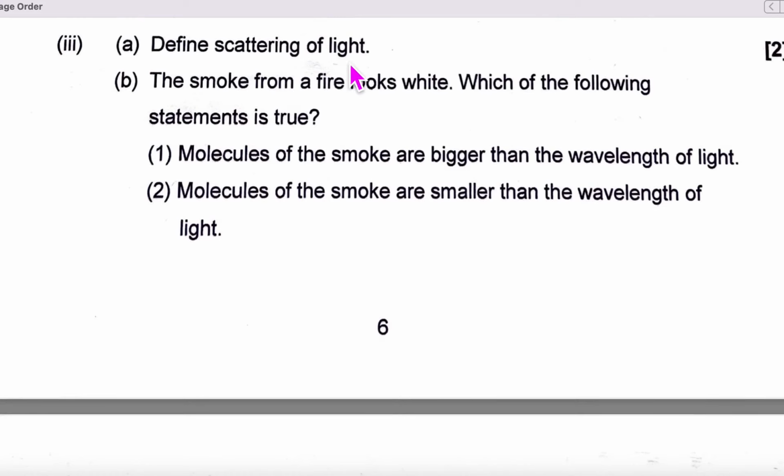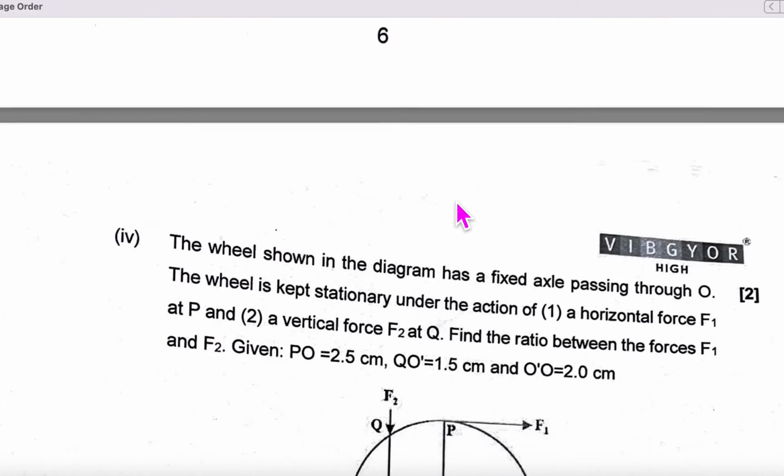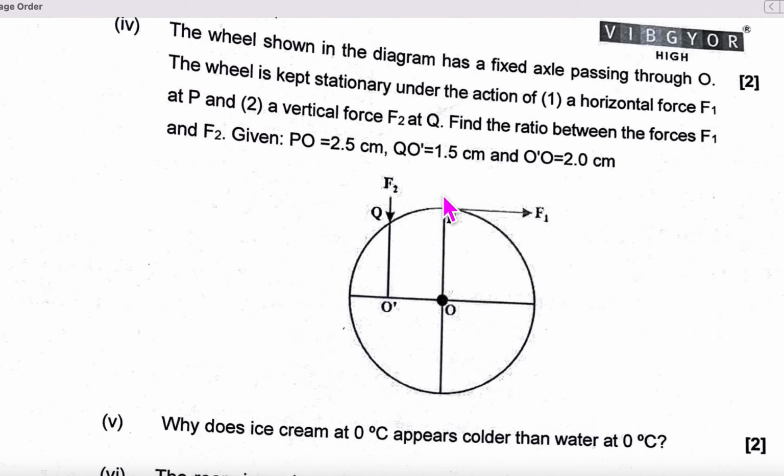Define scattering of light, you can do on your own. Smoke from the fire looks white. Which of the following statements are true? Remember, the molecules of the smoke are bigger than the wavelength of light. Is that correct? Yes. Okay. So remember, when it becomes white, all the colors are scattered to the same extent.